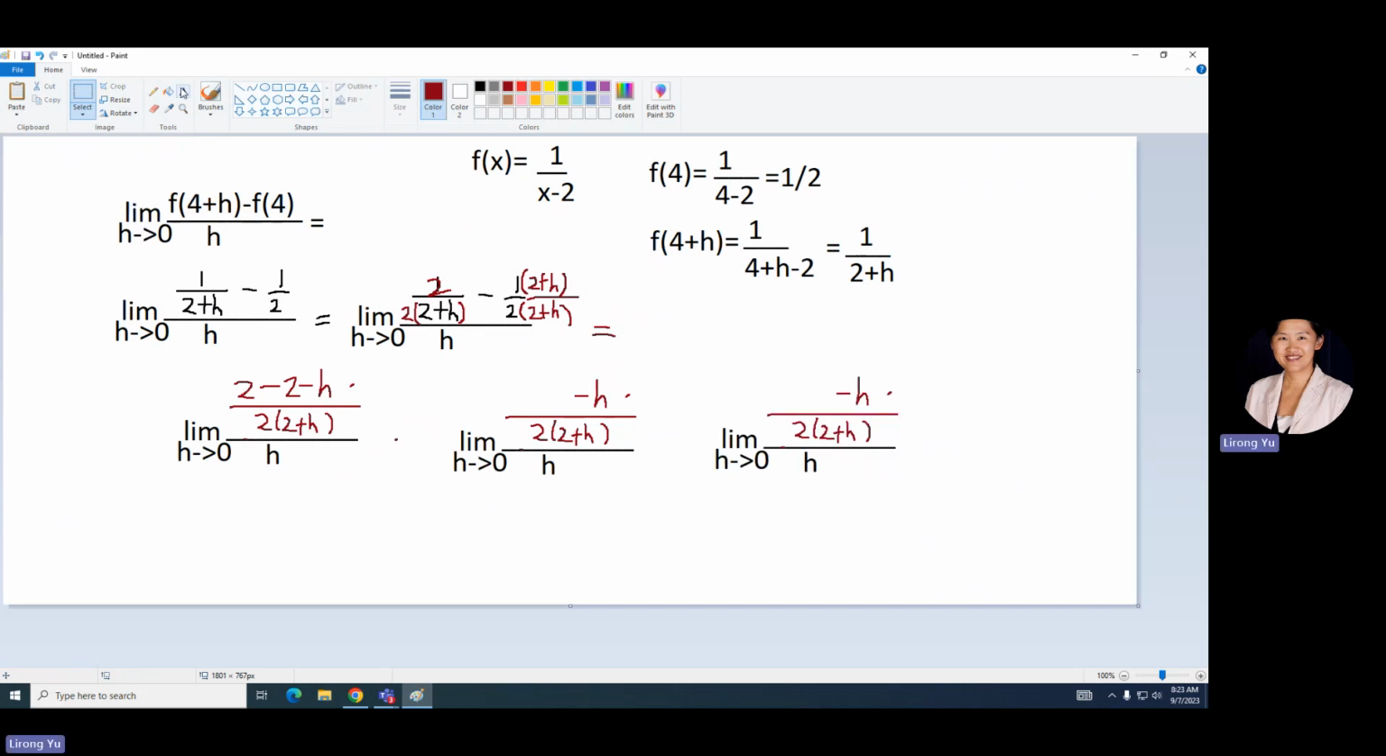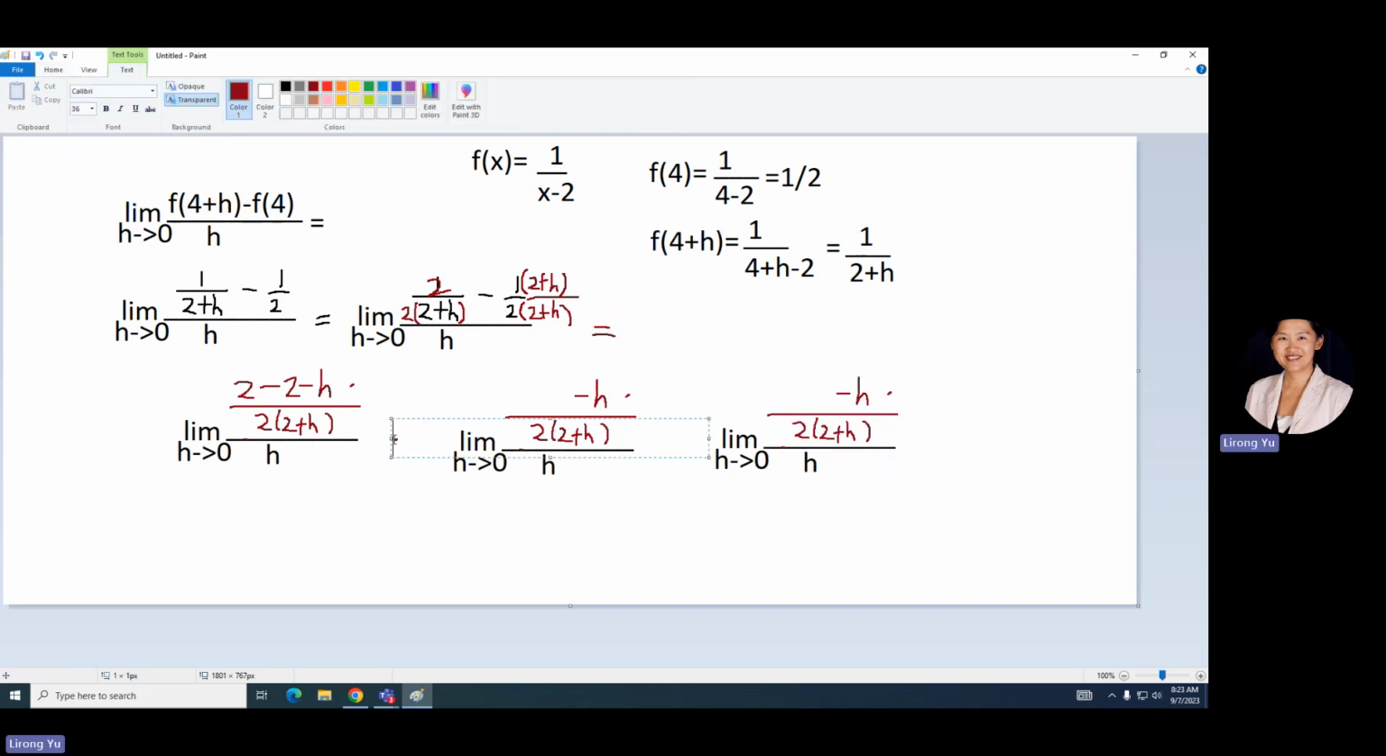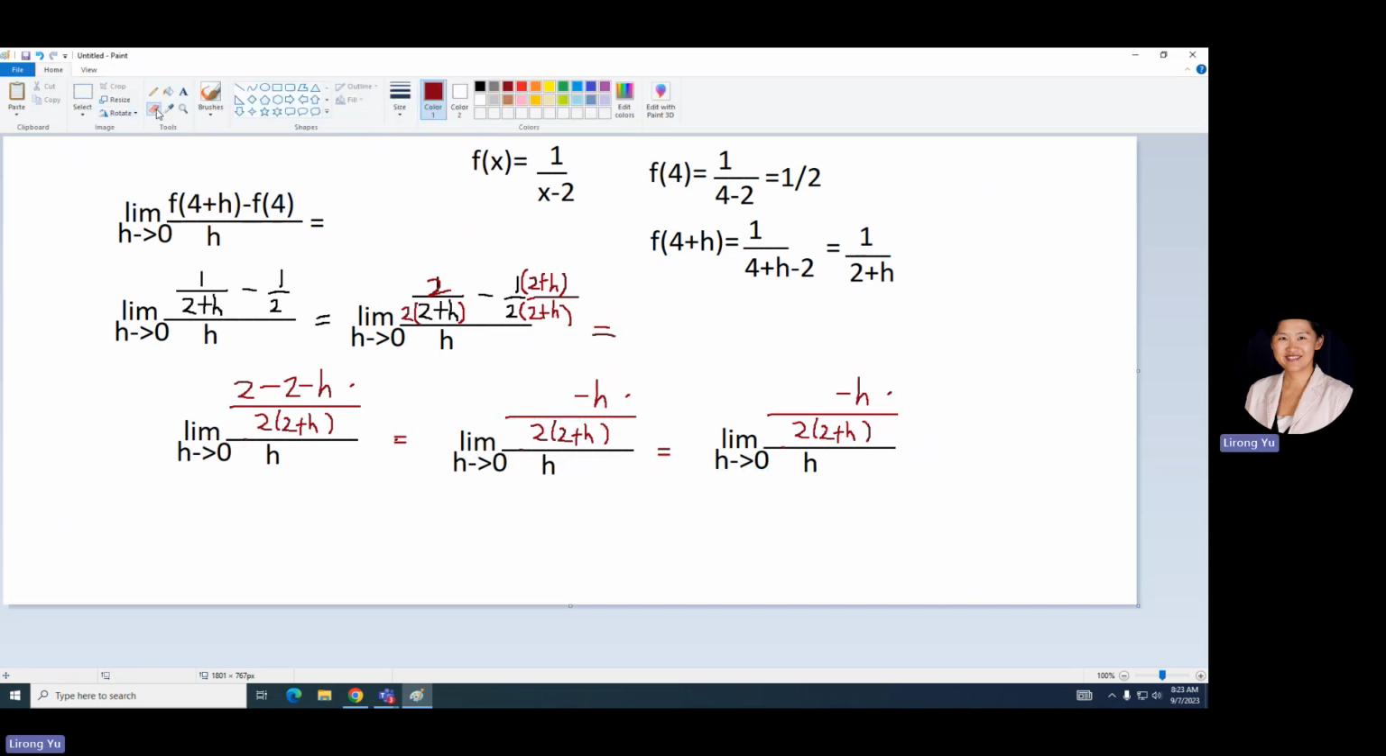I guess I should connect them with an equal sign. So cancel the common factor of h, then that leaves you a 1 here and a 1 here. All right, and then division by 1, you can ignore that. It's 1, like 3 divided by 1 is 3, so that one is skipped. So as h approaches 0, this is 0. Then the denominator will be 2 times 2, which is 4.